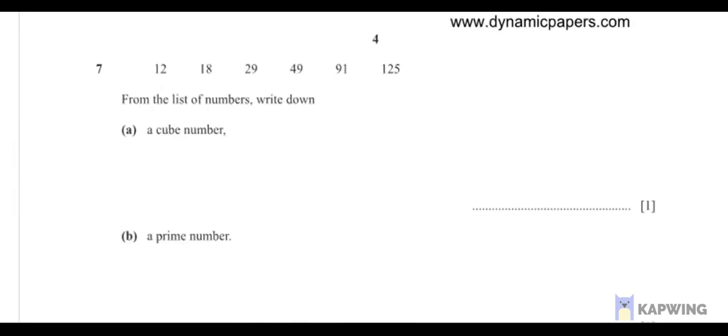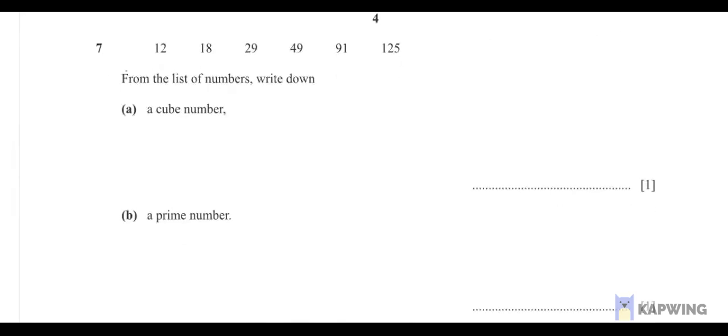Question number 7, very easy question. These numbers are given. Write down the list of numbers. Cube number. 12 is not a cube number because there is no number whose cube makes 12. 18 is not, 29 is not, 49 is not, 91 is not, 125.